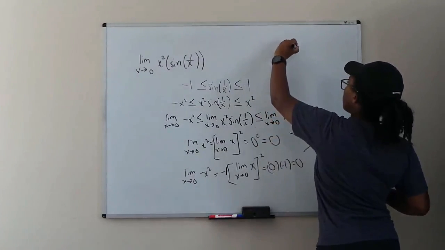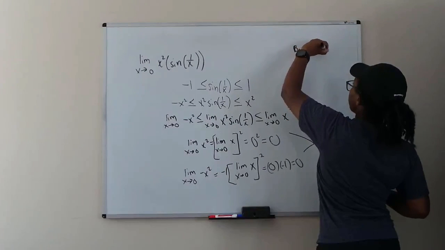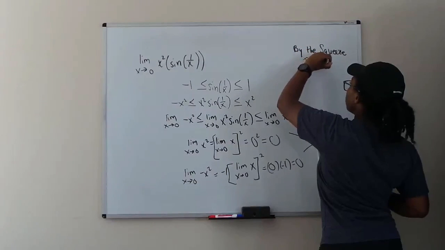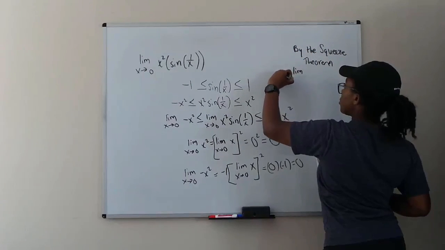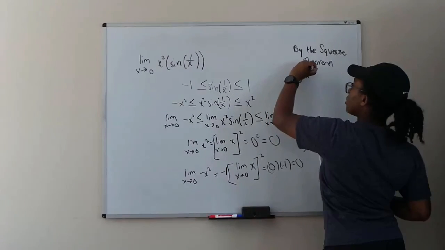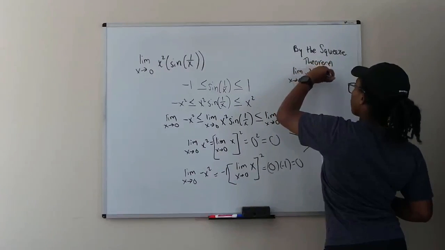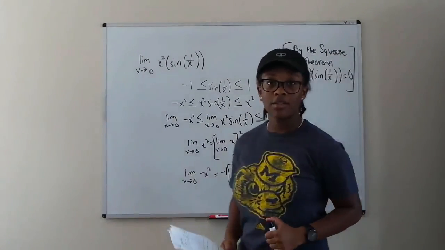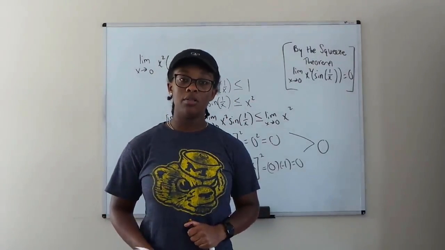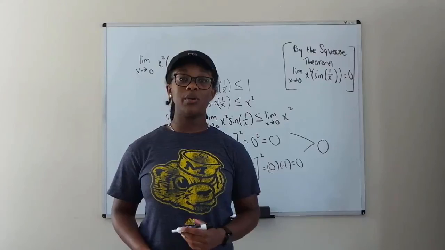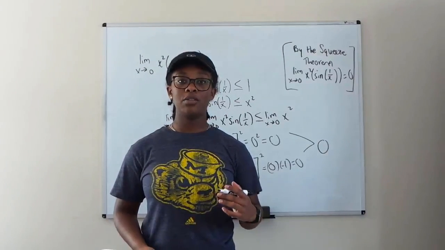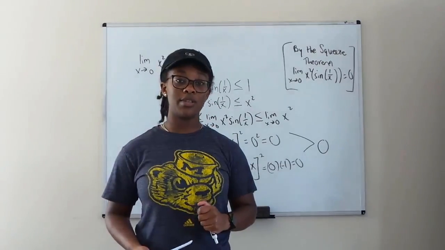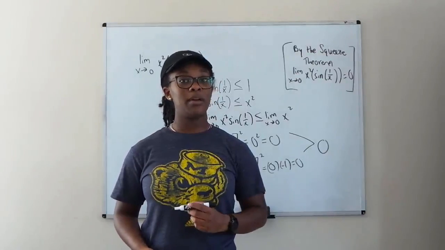And so you could write on your paper, by the squeeze theorem, the limit as x approaches 0 of x squared times sine of 1 over x is equal to 0. Okay, so hopefully this video helped you learn about how we can use the limit laws to evaluate the limits that we're given, and also use algebraic manipulation to evaluate certain expressions that are resulting in indeterminate forms, and then also a little bit about the squeeze theorem.